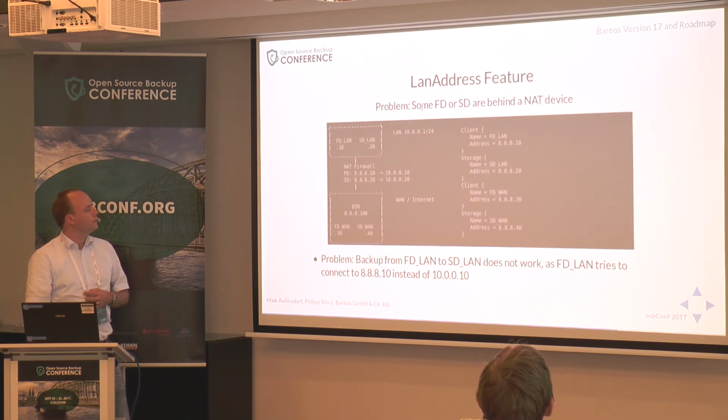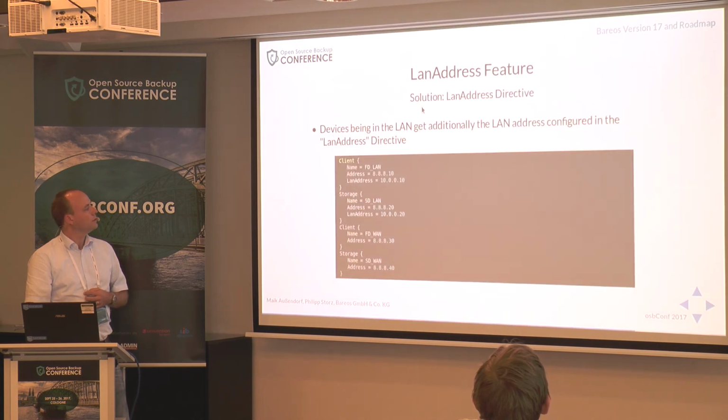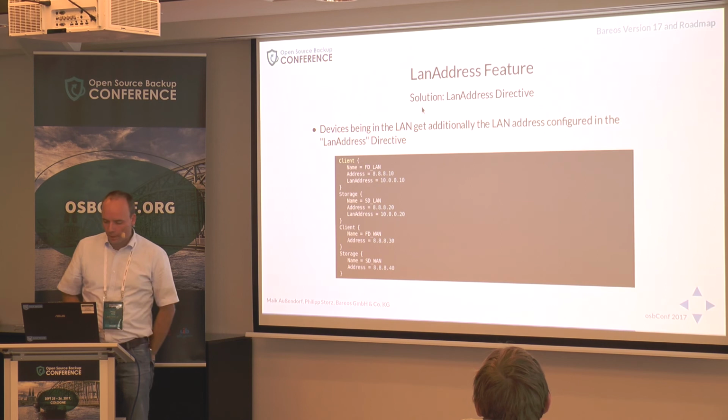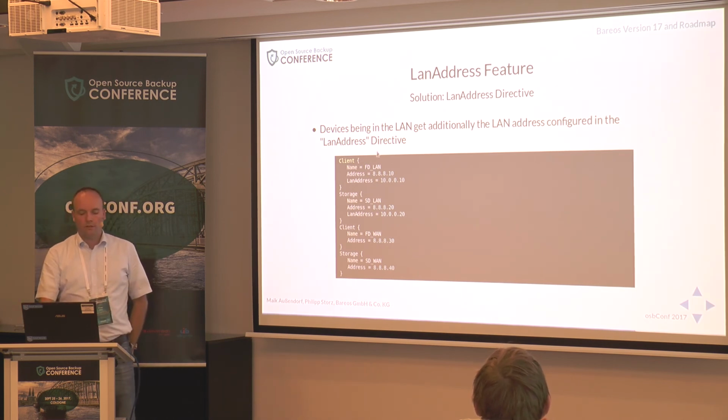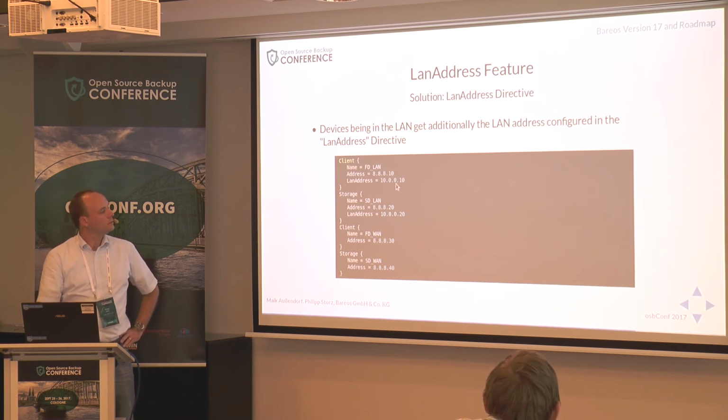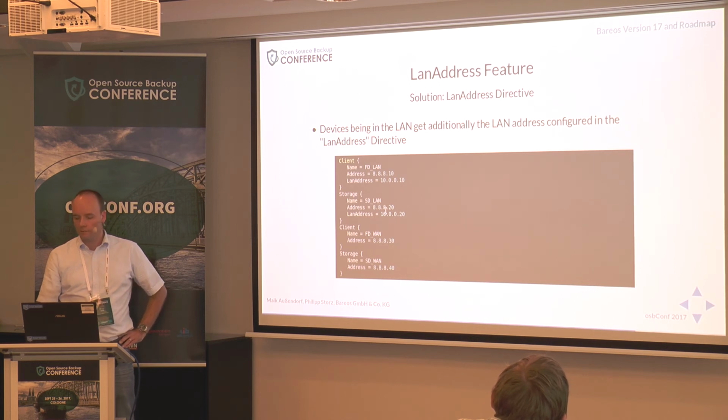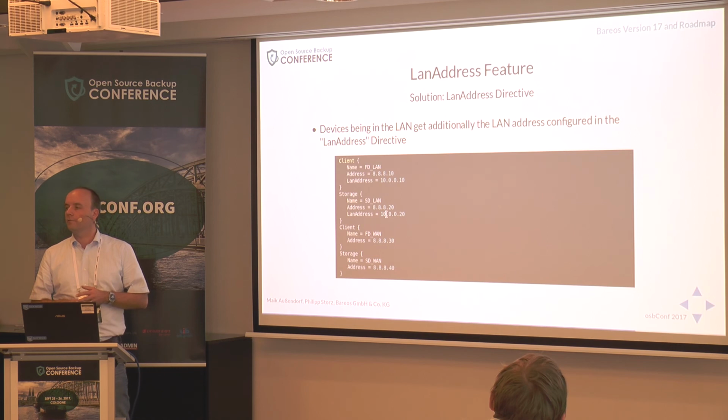The idea how to do it is that in addition to an address, we can configure an additional directive, which is called LAN address. So we now have a file daemon that has an address and a LAN address setting. And we do this for the file daemon and for the storage daemon that have two addresses. One is the one that the director tries to access the things, and the other one is for information purposes, that there's also a different address that can be reached.